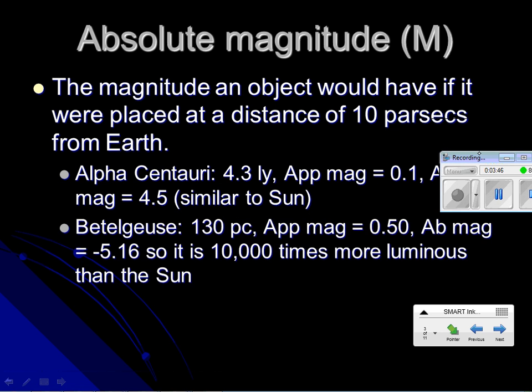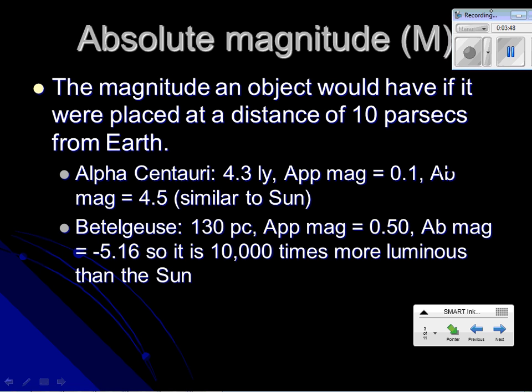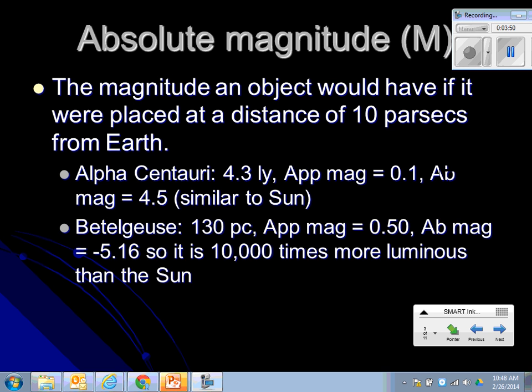So, for example, Alpha Centauri, closest star to us after the sun, is 4.3 light years away. It has an apparent magnitude of 0.1. It's pretty darn bright, okay? But its absolute magnitude is 4.5. It actually would appear a lot dimmer if we put it 10 parsecs away. So it's similar to the sun in terms of its luminosity.